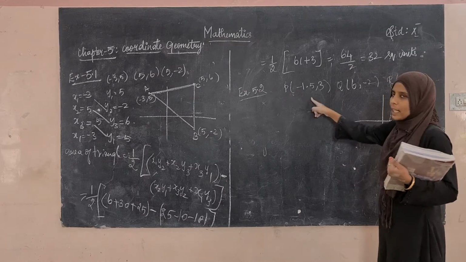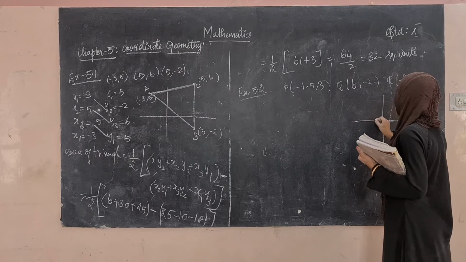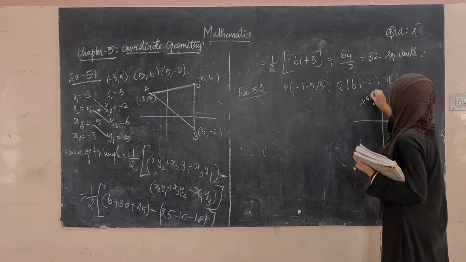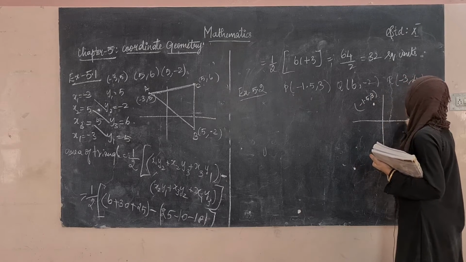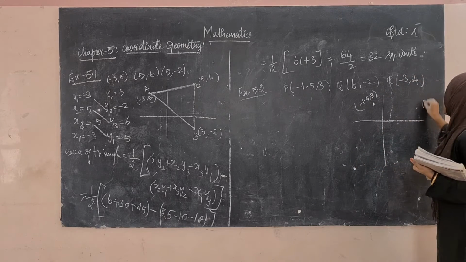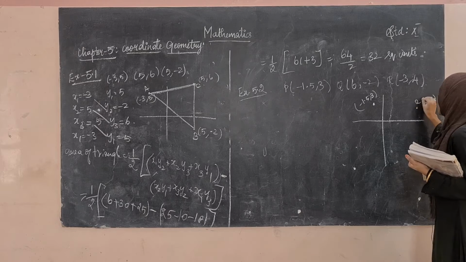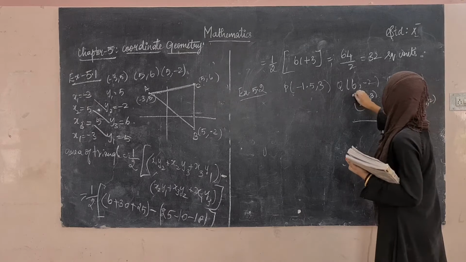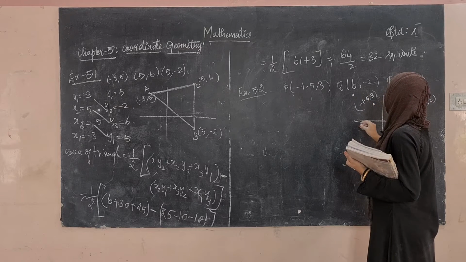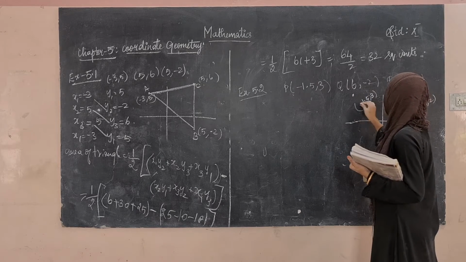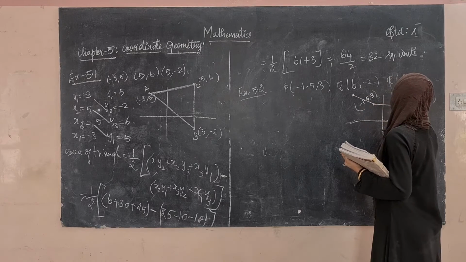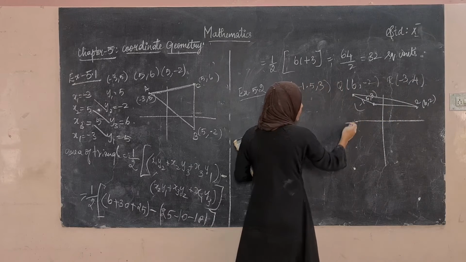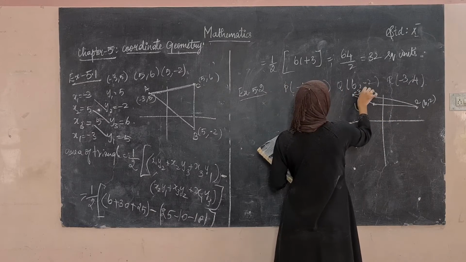See here, first let us mark the points. P is minus 1.5 comma 3. Okay, and Q is 6 comma minus 2. And R is minus 3 comma 4. Okay, this is minus 3 comma 4. So this is the triangle.